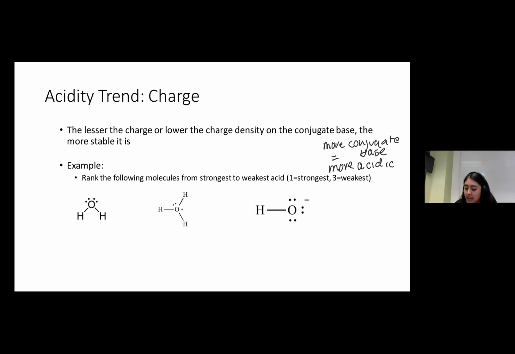So for instance, in this example we're ranking the following molecules from strongest to weakest acids, with 1 being the strongest and 3 being the weakest. So our first step, since these are our acids, should be to draw the conjugate bases.